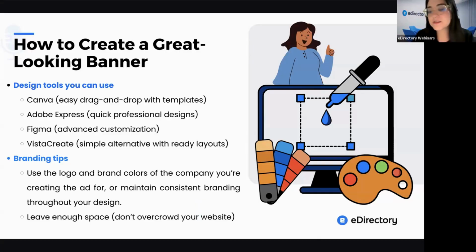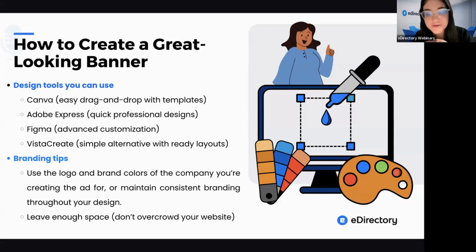Some other options in case you want to try are Adobe Express. They are kind of a quick professional design. They have some options as well. Figma, in case you are a little more on the advanced side, is super great for designers. And Vista Create is very similar to Canva, but it's a simple alternative with layouts that are ready to go. Those are the main options that I usually recommend, but Canva is the best.